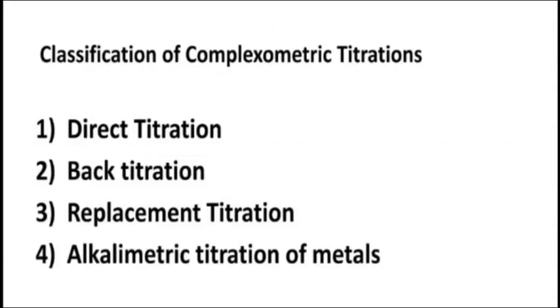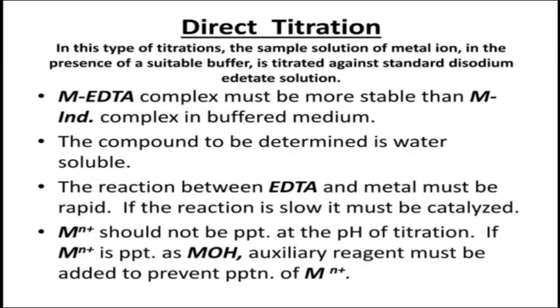Classification of complexometric titration: direct titration, back titration, replacement titration, and alkalimetric titration of metals. Direct titration: in this method, the sample solution of the metal ion in the presence of a suitable buffer is titrated against the standard sodium edetate solution. The metal-EDTA complex must be more stable than the metal-indicator complex in the buffer medium. This is used to determine water hardness.